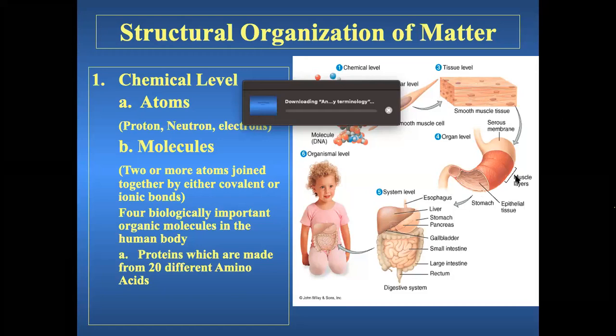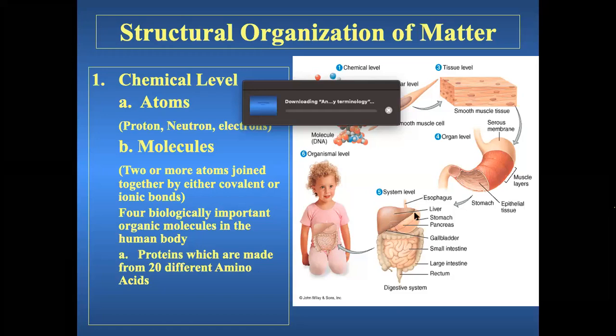So any cell joined together forms various tissues, and these different tissues join together to form organs. Here we have taken smooth muscle. Smooth muscle tissue gives rise to an organ in a particular shape. They are arranged in a particular order so that an organ is formed. So this is the next level, which is called the organ level.